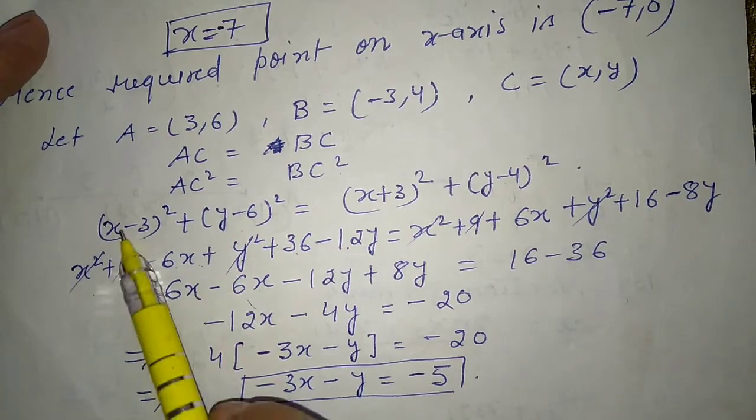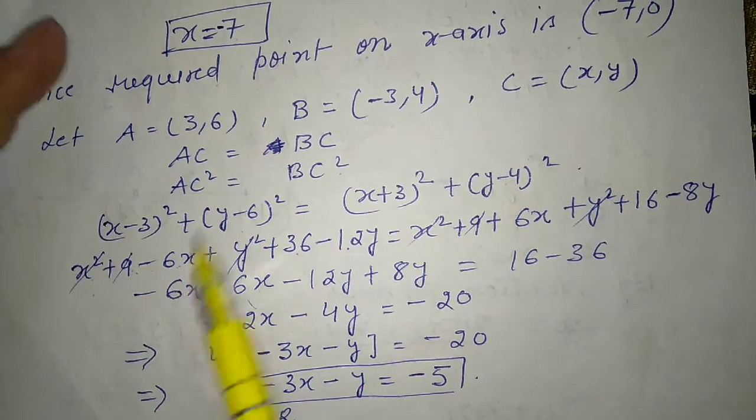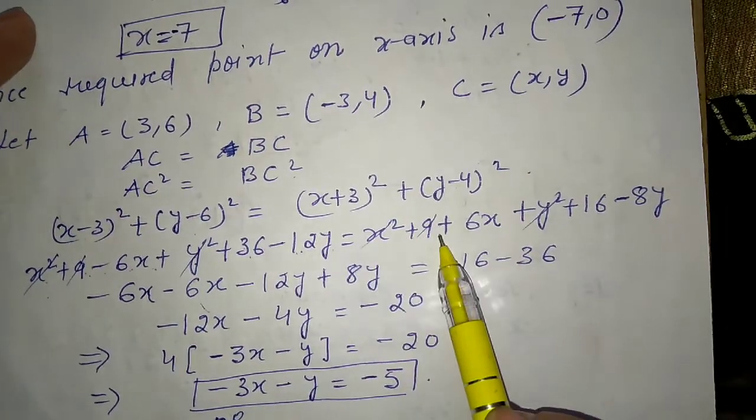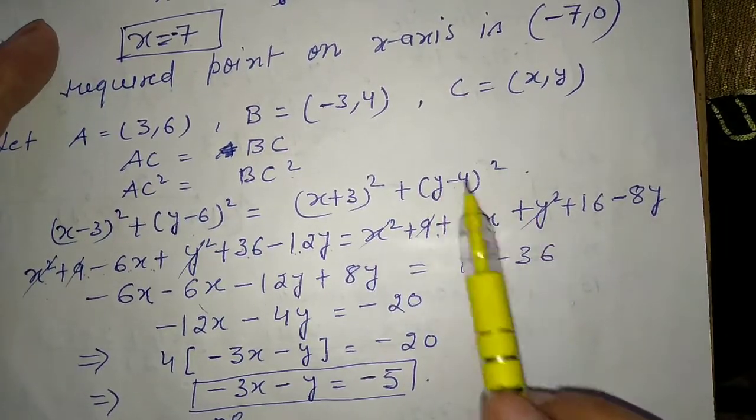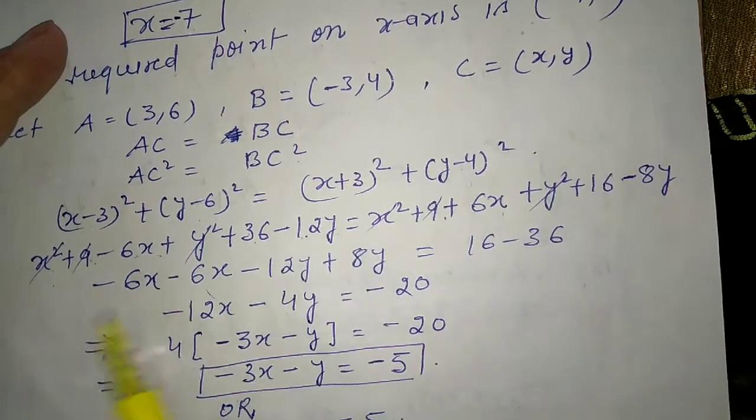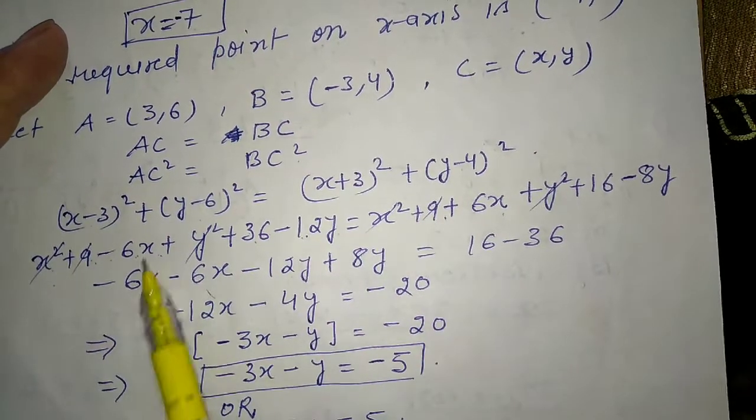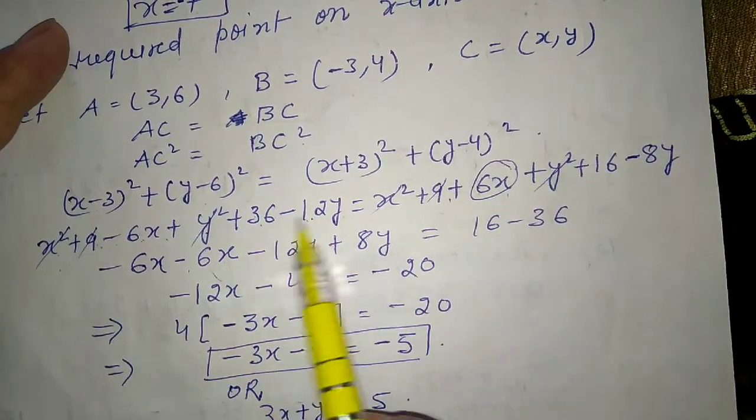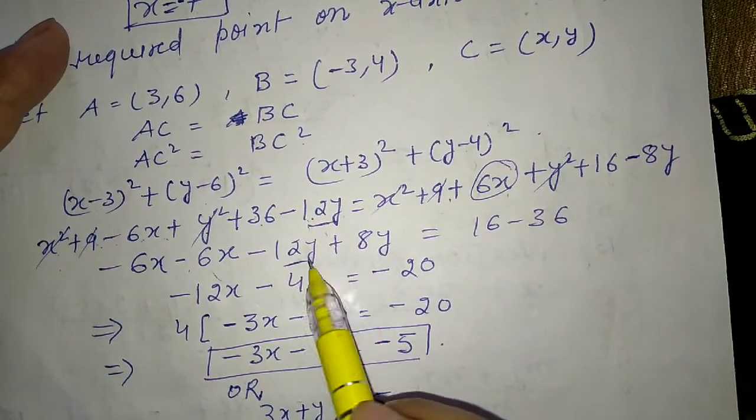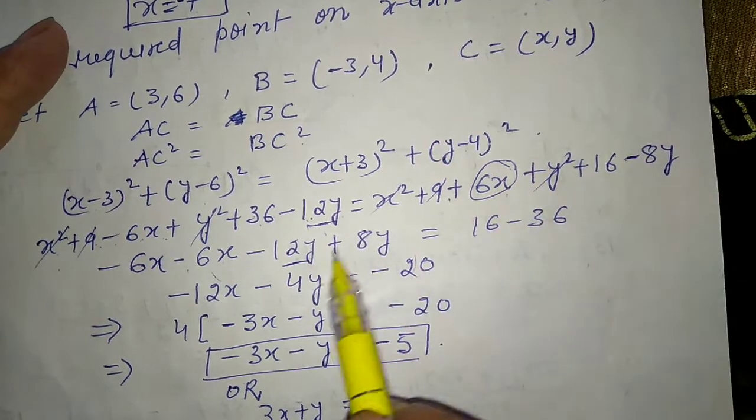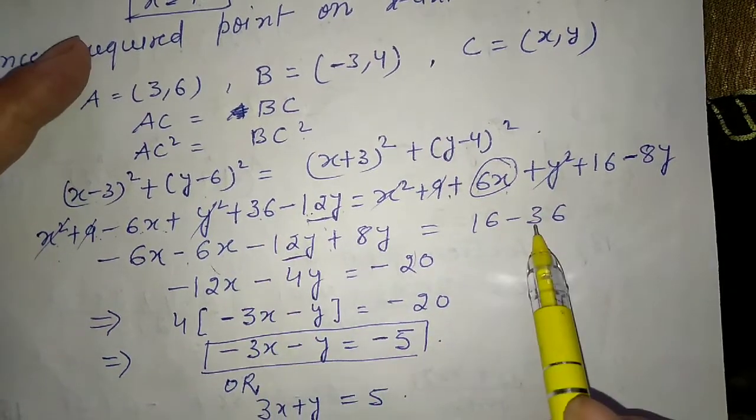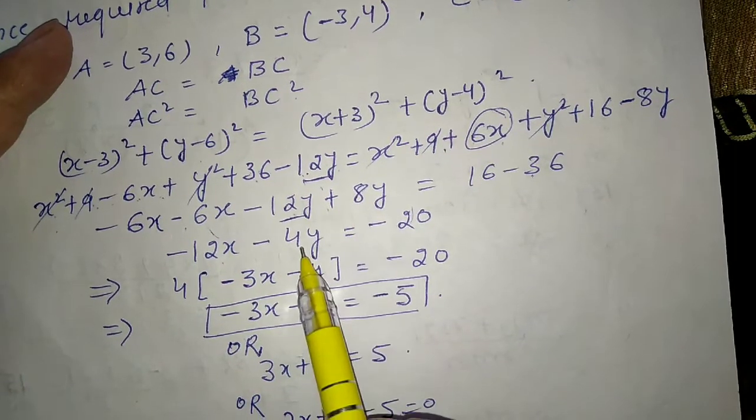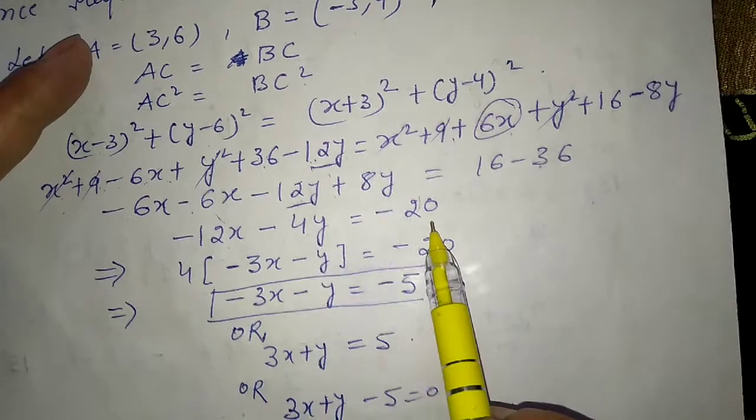Opening the brackets: x square plus 9 minus 6x, y square plus 36 minus 12y, equals x square plus 9 plus 6x plus y square plus 16 minus 8y. x square will cancel, 9 will cancel, minus 6x, this 6x will transpose to the left side. This is 12y and 8y will also transpose, becomes plus, and this 36 to the right side. So minus 6x minus 6x is minus 12x, minus 12y plus 8y is minus 4y, and this becomes minus 20.